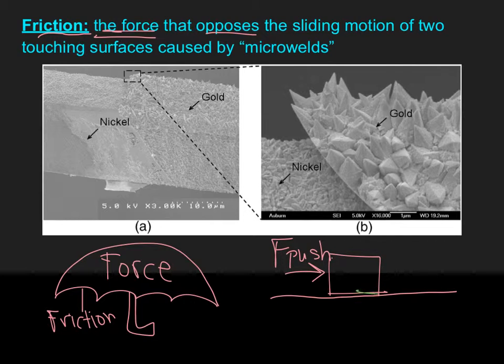Friction is always going to be the force that's acting in the opposite direction. So it always opposes the sliding motion between the two touching surfaces. And that's caused by things called microwelds. And so here's a picture of some microwelds that you can see super zoomed in. So this says times 16,000. So this is really zoomed in.